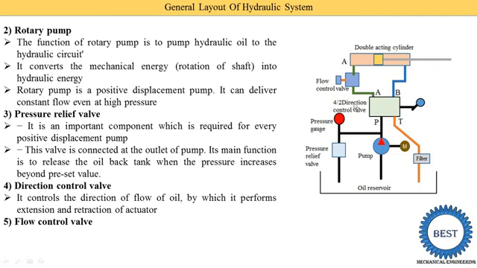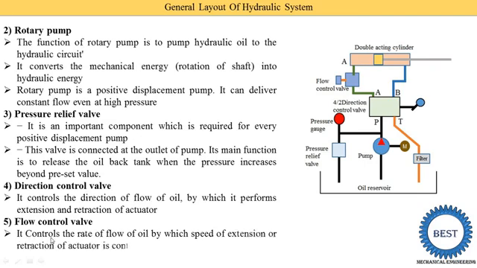Sometimes the oil supply to the cylinder is required at 2 meter cube per minute. Sometimes 2 liters per minute. Sometimes 2.5 liters. Sometimes 3, 4 or 5 liters. So it is controlled by using the flow control valve depending on the pressure or force required. So it controls the rate of flow of oil, by which the speed of extension or retraction of the actuator is controlled. This actuator means a double acting cylinder, so you need not be confused.